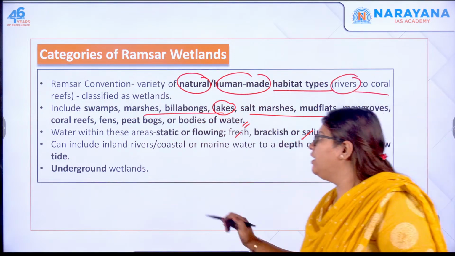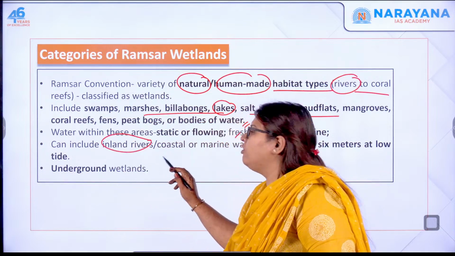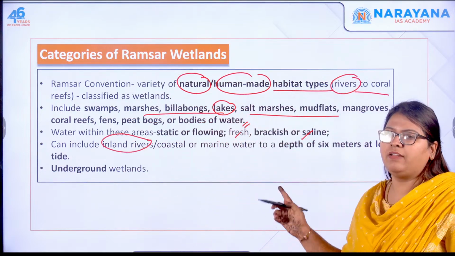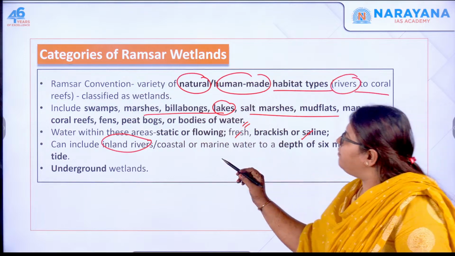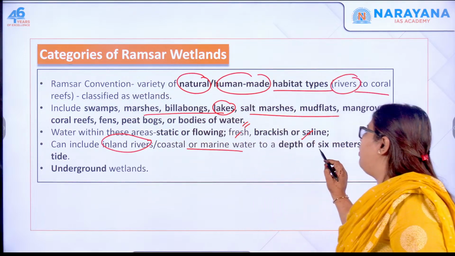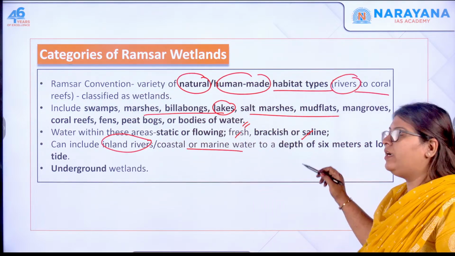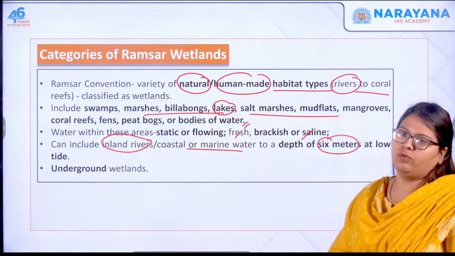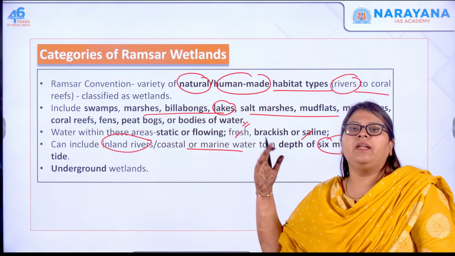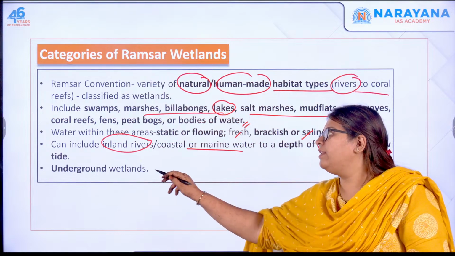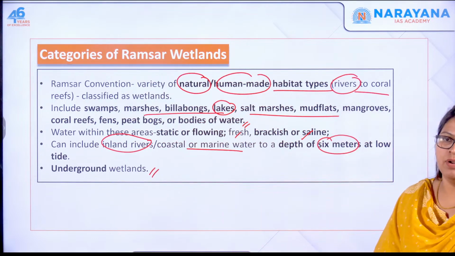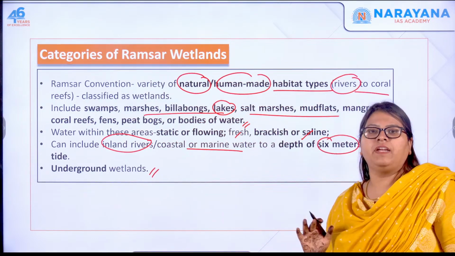It can also include inland rivers. So nowhere again are the river channels or the paddy fields mentioned. The river inlands, and the coastal or marine water up to a depth of 6 meters at low tide, can also be classified as wetland. And the wetlands can also be underground. So all these can be classified as wetlands.